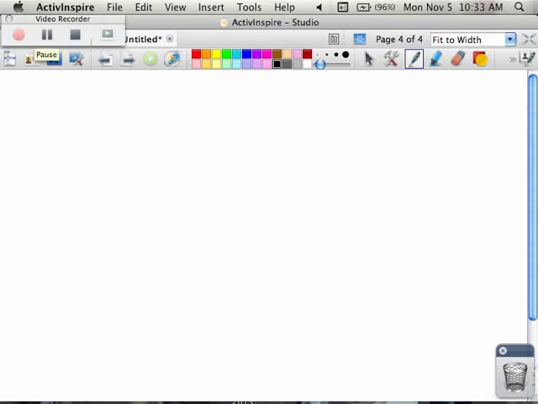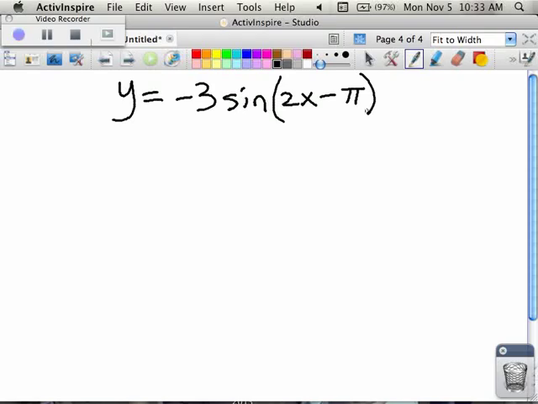Okay, here's what we're going to do. We are going to figure out this problem. Y equals -3 sine parentheses 2x minus pi parentheses minus 1. Sweet.